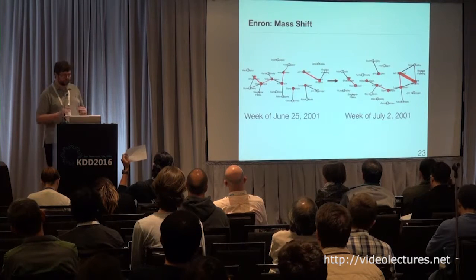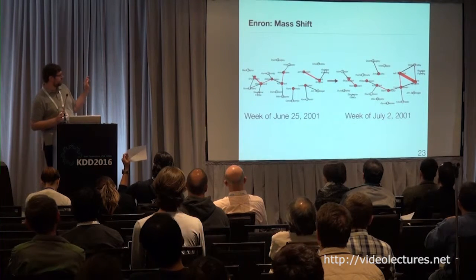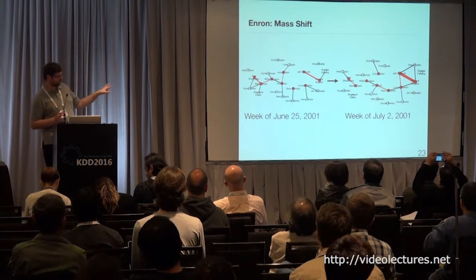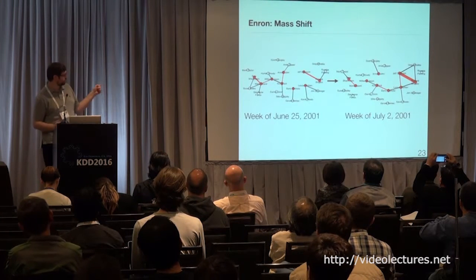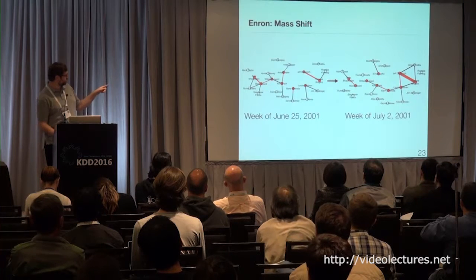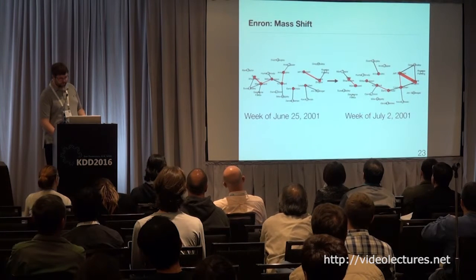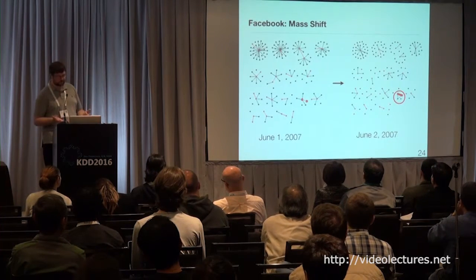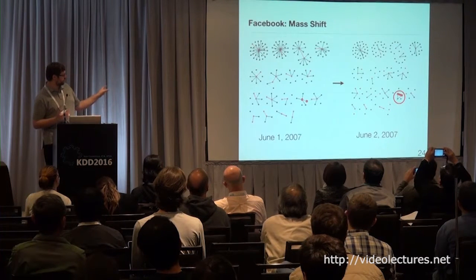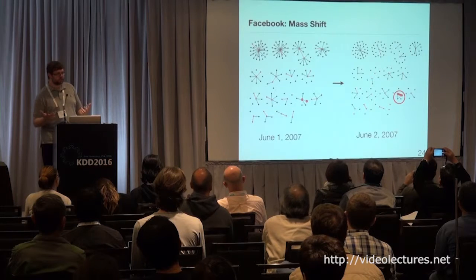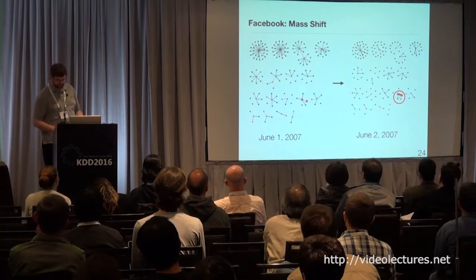Okay, so if you apply mass shift to the Enron data set, it identifies this particular time step, where there's a massive increase in the communication between these two individuals. Likewise, when you apply it to the Facebook data set, it finds a similar kind of anomaly. There's a pair of individuals who had a massive increase in their number of communications.